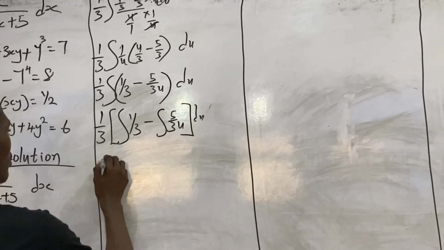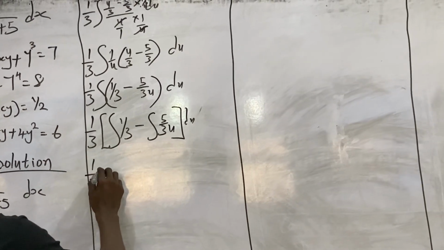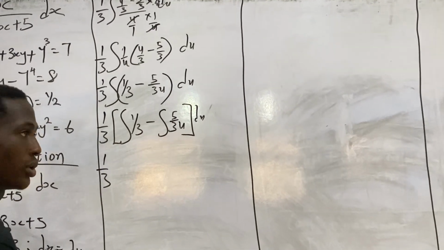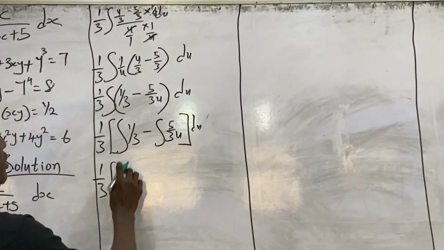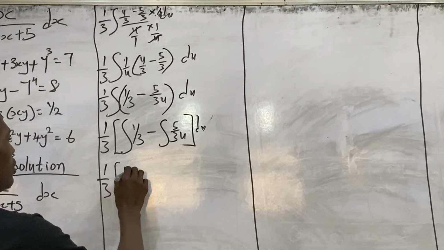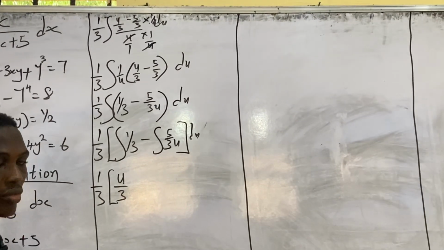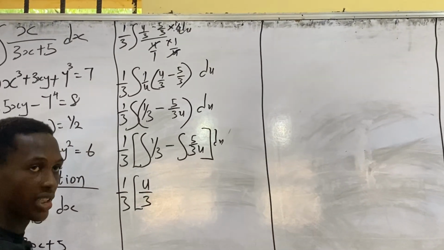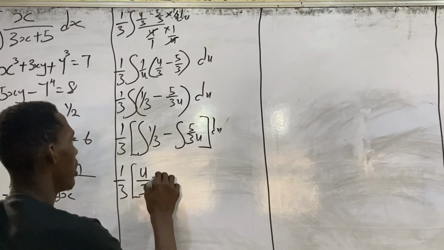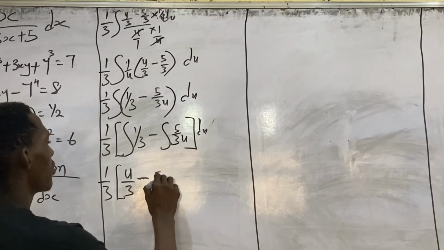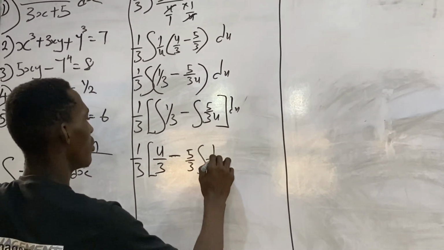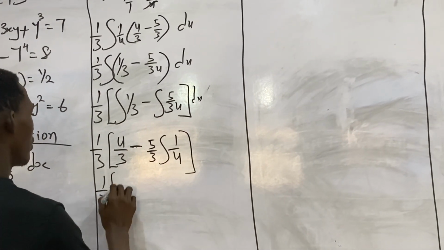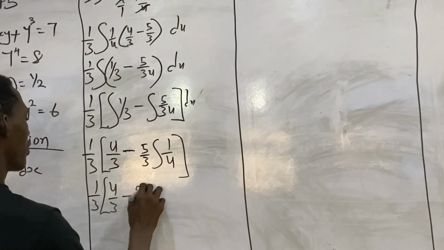So what do we do? 1 over 3. Now, whenever we want to integrate a constant, it gives us what? u. So we integrate this, it will give us u over 3. If you do not understand how it got to this point, go to our first video on integration. The link, I'll post under it. So this is minus, let's bring out this 5 over 3 integral of what? 1 over u. So it's 1 over 3 u over 3 minus 5 over 3.